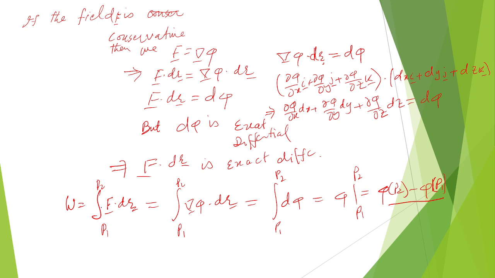So the work done becomes independent of the path. We need only the final and initial position. If this is our case, when this F dot dr is exact differential, then the work done becomes independent of the path. We only need the initial and final points.